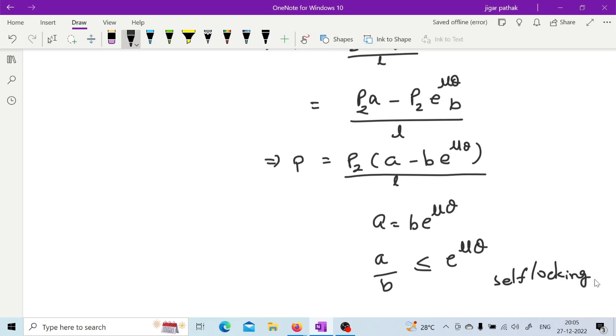Yes or no? No, sir, it is not self-locking. Sir, you told us that if A becomes small, then it becomes non-controllable.